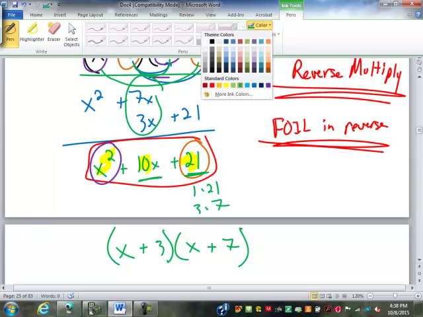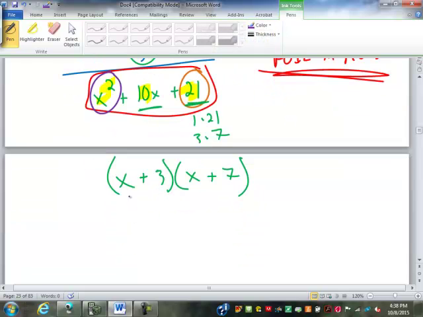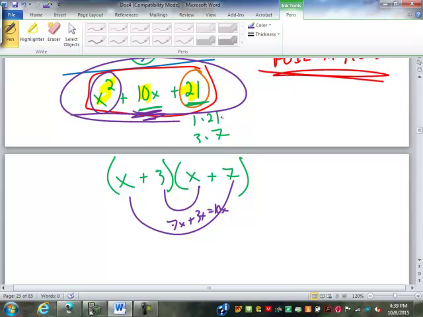And we double check to see if that is the one we want. We double check on the outside. What is x times 7? 7x. On the inside, 3 times x is 3x. That adds up to 10x, and that is what we want. So x squared plus 10x plus 21 factors into x plus 3 times x plus 7.